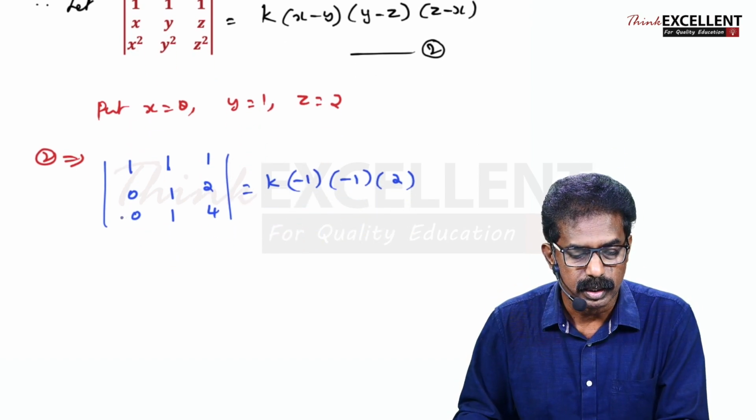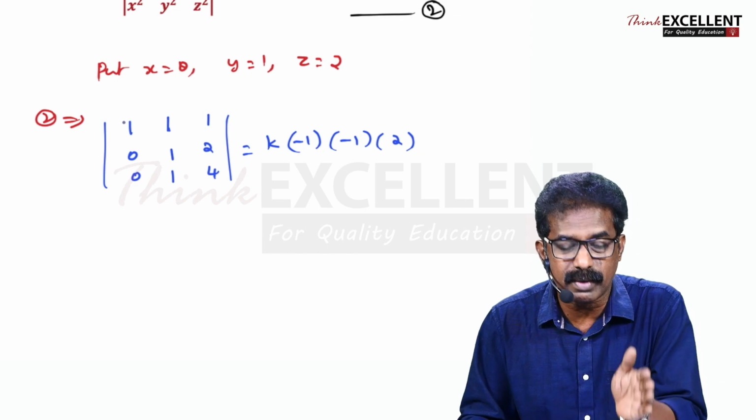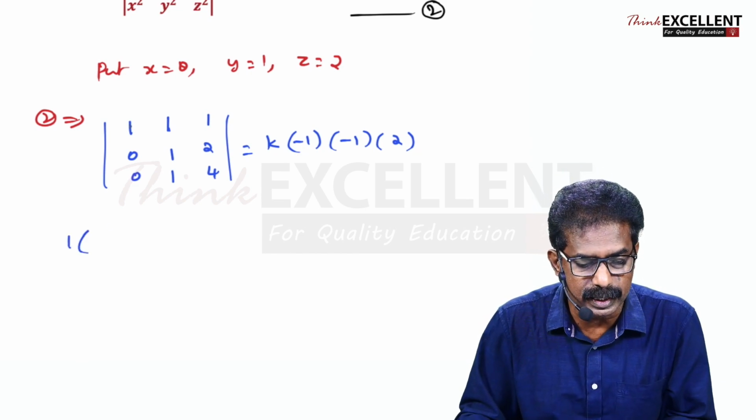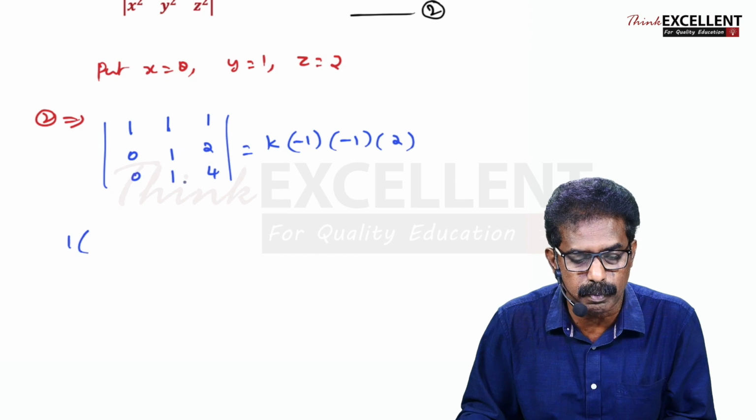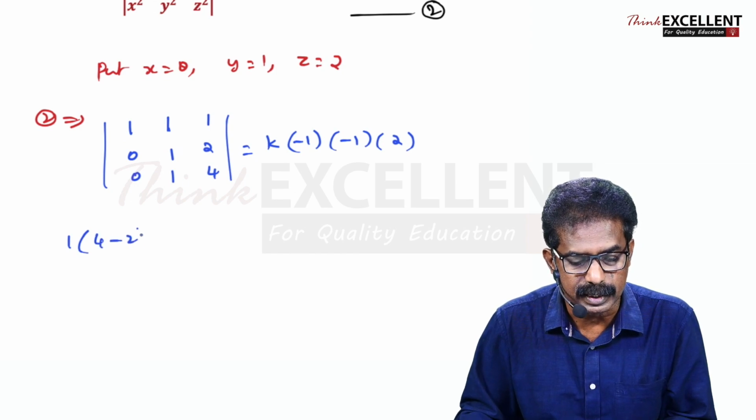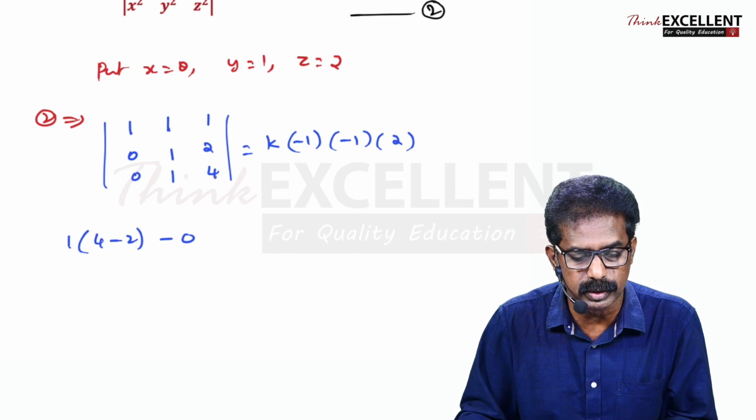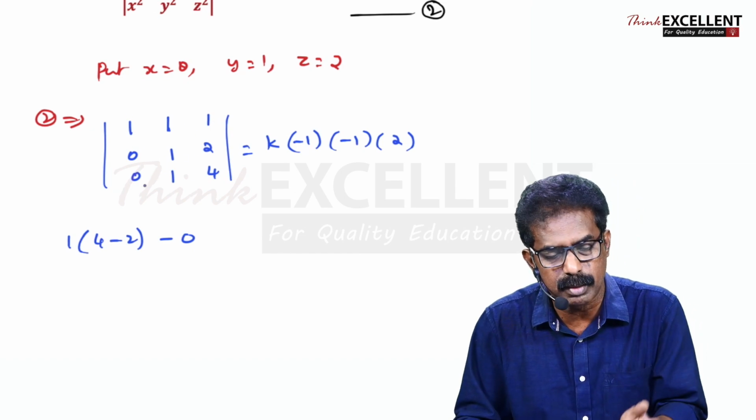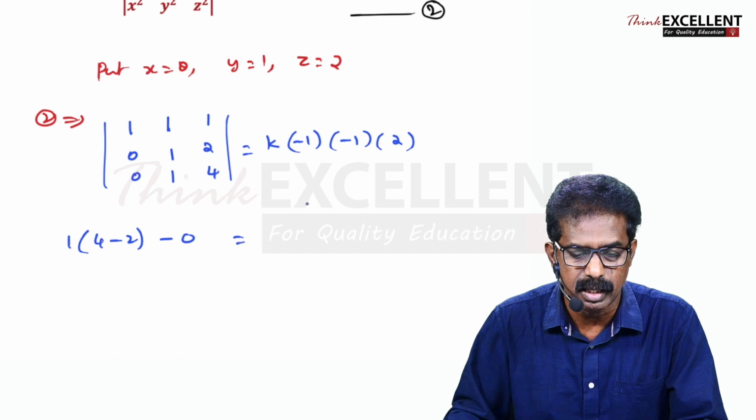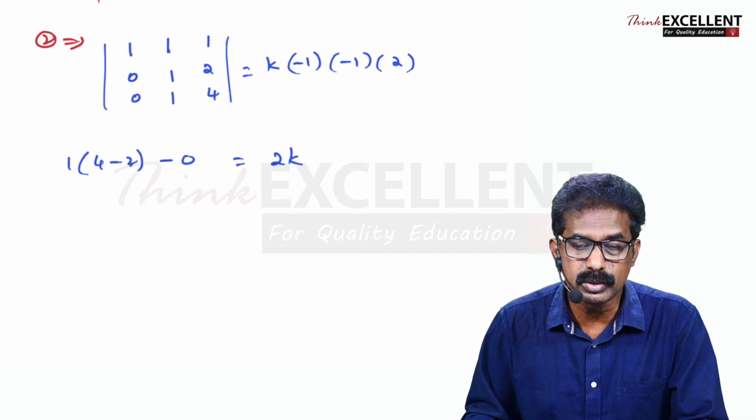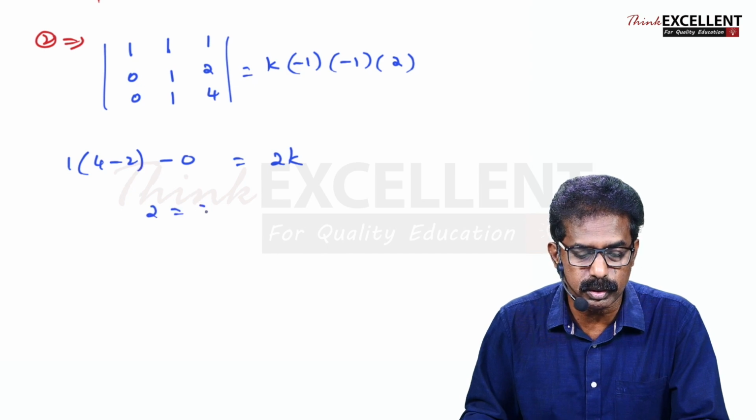Hope you understood. Now when you expand using the first column, 1 into, leave the row and column, 4 minus 2. Other terms will be 0. 1 into 0 minus 0 only. Using first column or first row you do, you will get the same answer. Minus into minus is plus, you are getting 2k. 4 minus 2 is 2, 2 into 1, 2. So 2 equal to 2k, or you say k equal to 2 by 2.